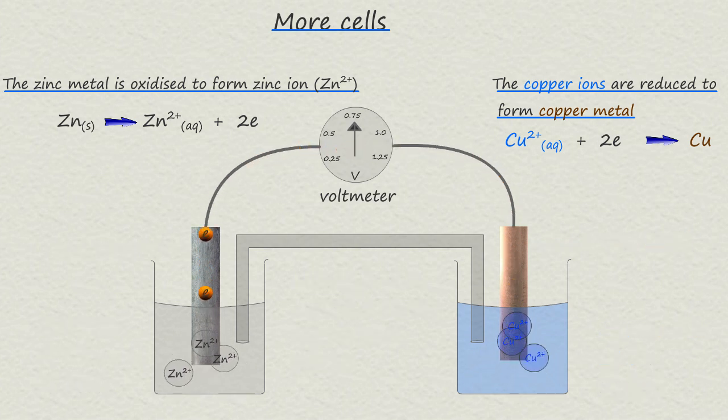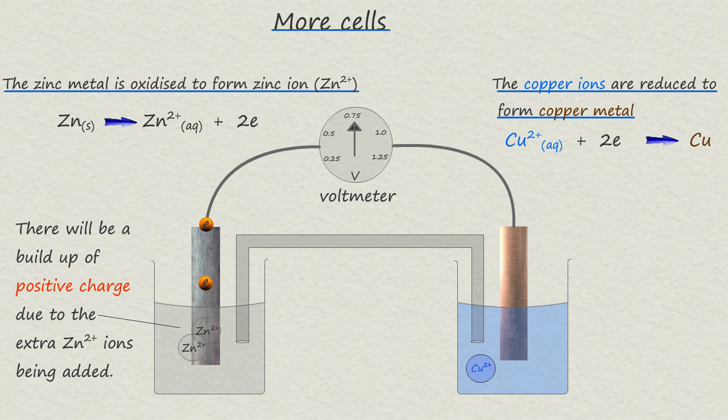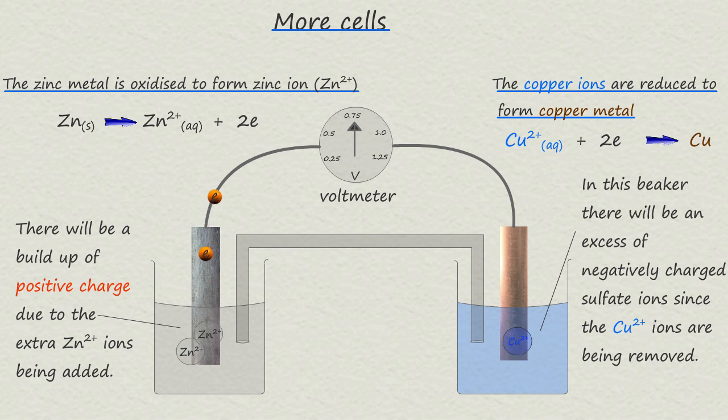Now you may have noticed that we have a bit of a problem. That is, the left-hand beaker containing the zinc sulfate solution will end up with a positive charge simply because there are not enough negatively charged sulfate ions present in the beaker to cancel out the extra positive charges from the added zinc ions. While the right-hand beaker will end up with a negative charge due to the fact that the copper 2+ ions are being removed. This, of course, will lead to an excess of the negatively charged sulfate ions. If this situation actually occurred, then the cell reactions would immediately stop.